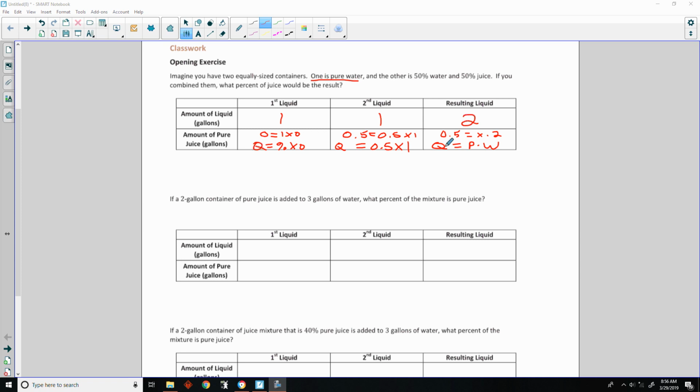So now in order for us to find our x, we solve. 0.5 equals x times 2. If I divide both sides by 2, then I get 0.5 divided by 2, which equals 0.25, or 25%.